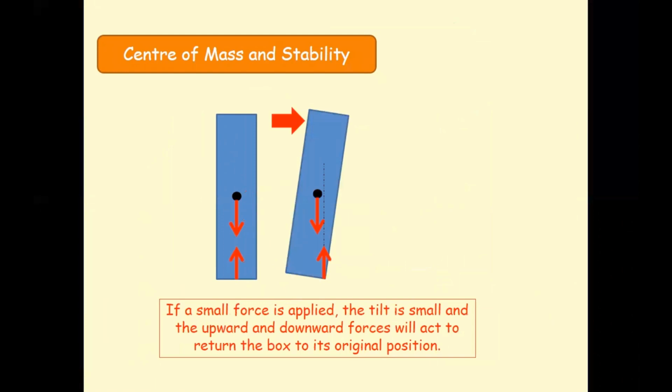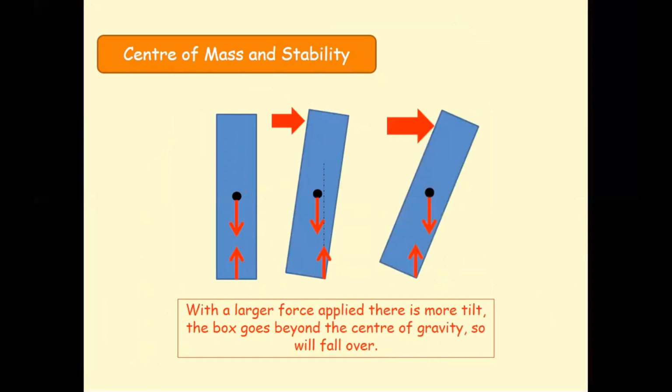Similarly, जैसे जैसे हम इसको displace करते जाते हैं, due to this particular instability, ये आहिस्ते आहिस्ते fall होना शुरू हो जाएगा. ठीक है? With a larger force applied, there is more tilt, and this particular slab box goes beyond the center of gravity, so it will fall over. This is called unstable situation. Unstable situation. Okay?